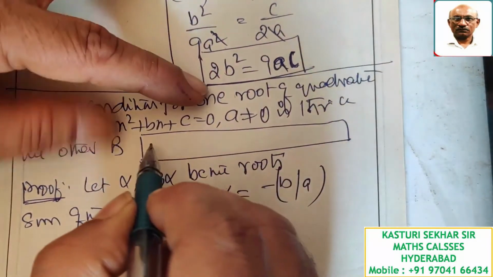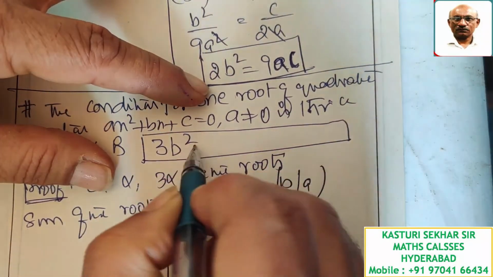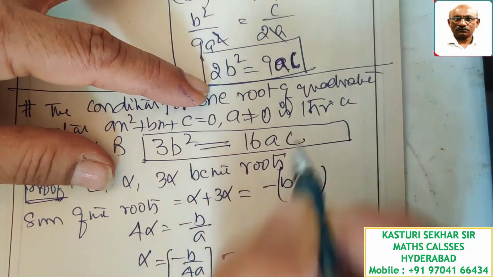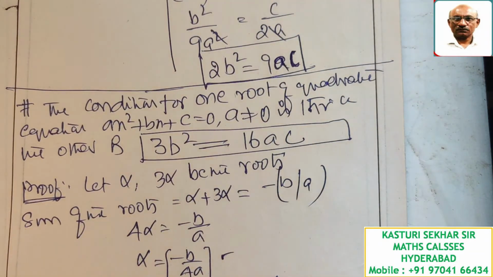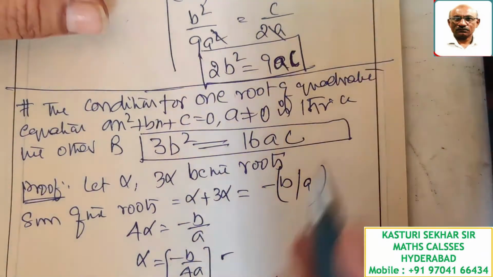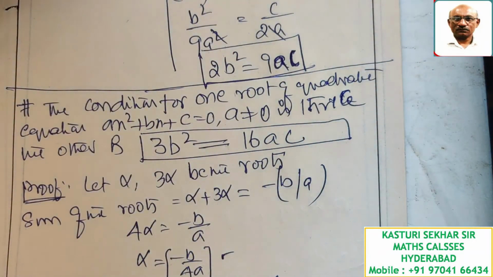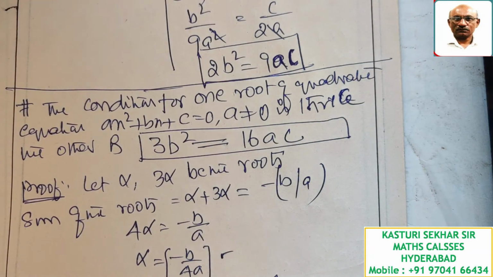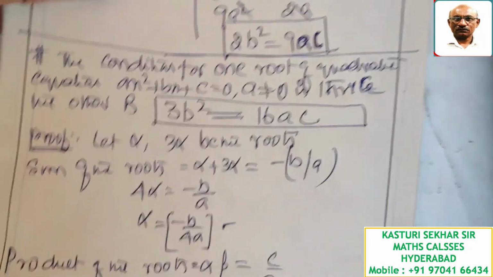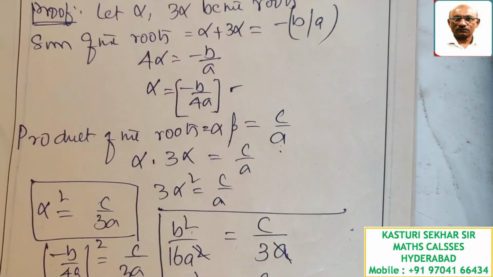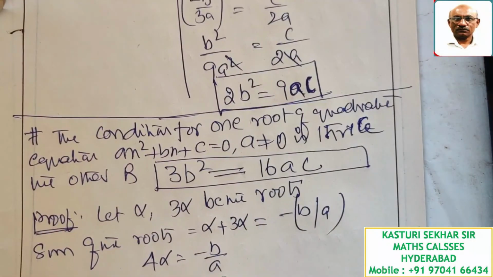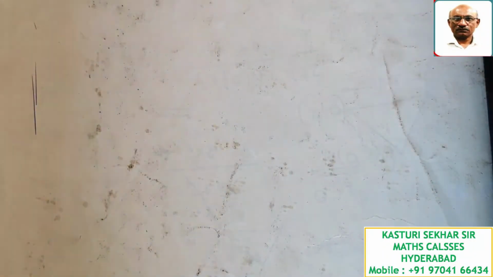Let us fill up this here. 3b square is equal to 16ac. The condition for one root of a quadratic equation is thrice the other is 3b square is equal to 16ac, and its proof is given here. Okay, sir. Next, one more proof we have.